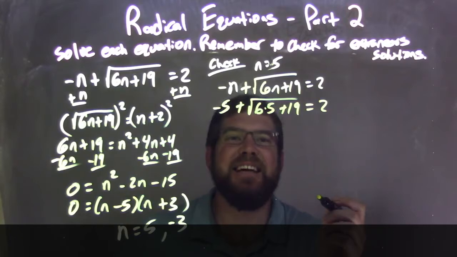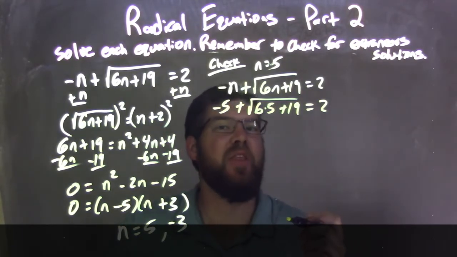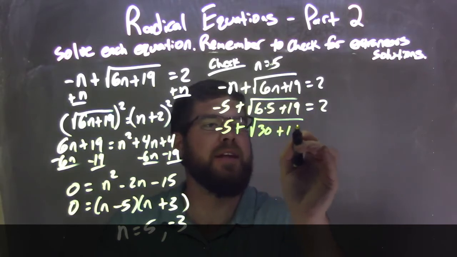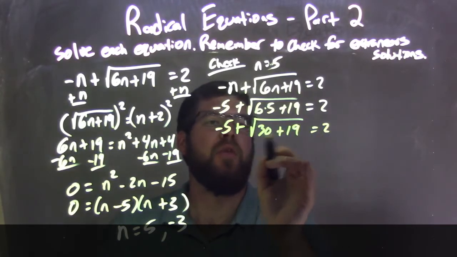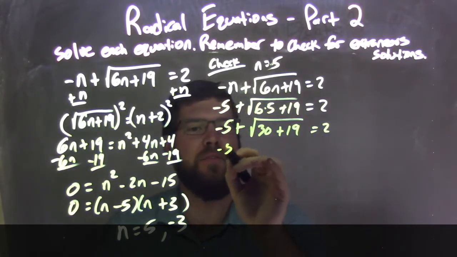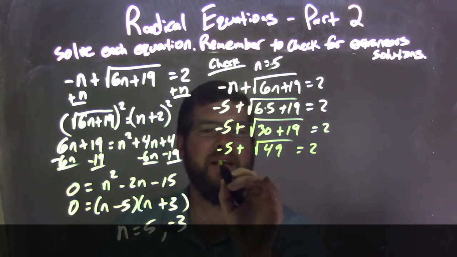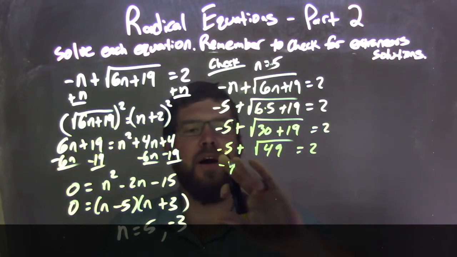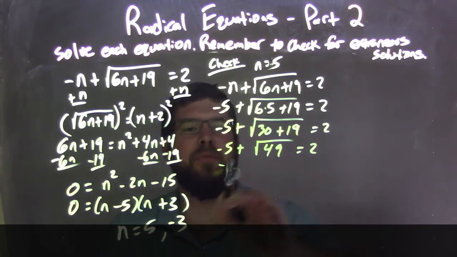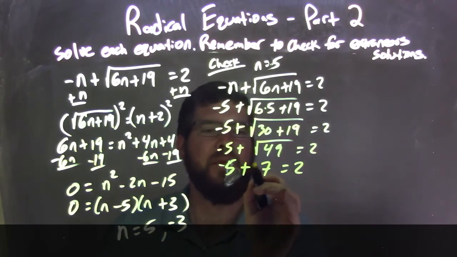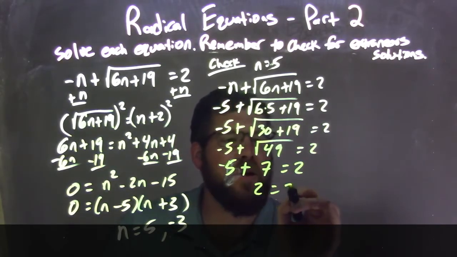Okay? 6 times 5 is 30. So we have negative 5 plus square root of 30 plus 19 equals 2. 30 plus 19 is 49. So we have negative 5 plus the square root of 49 equals 2. Square root of 49 is 7. So negative 5 plus 7 equals 2. Negative 5 plus 7 is 2, so 2 equals 2.